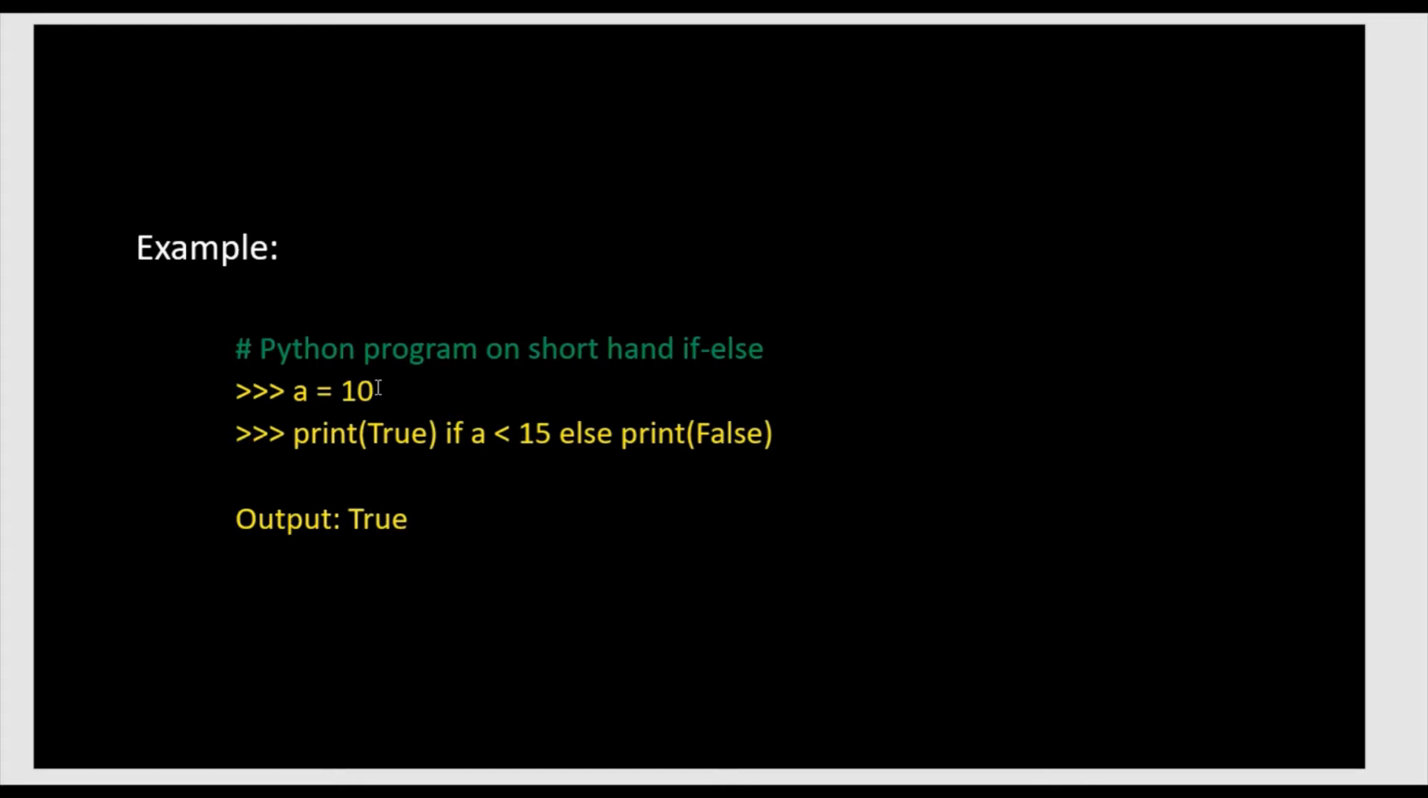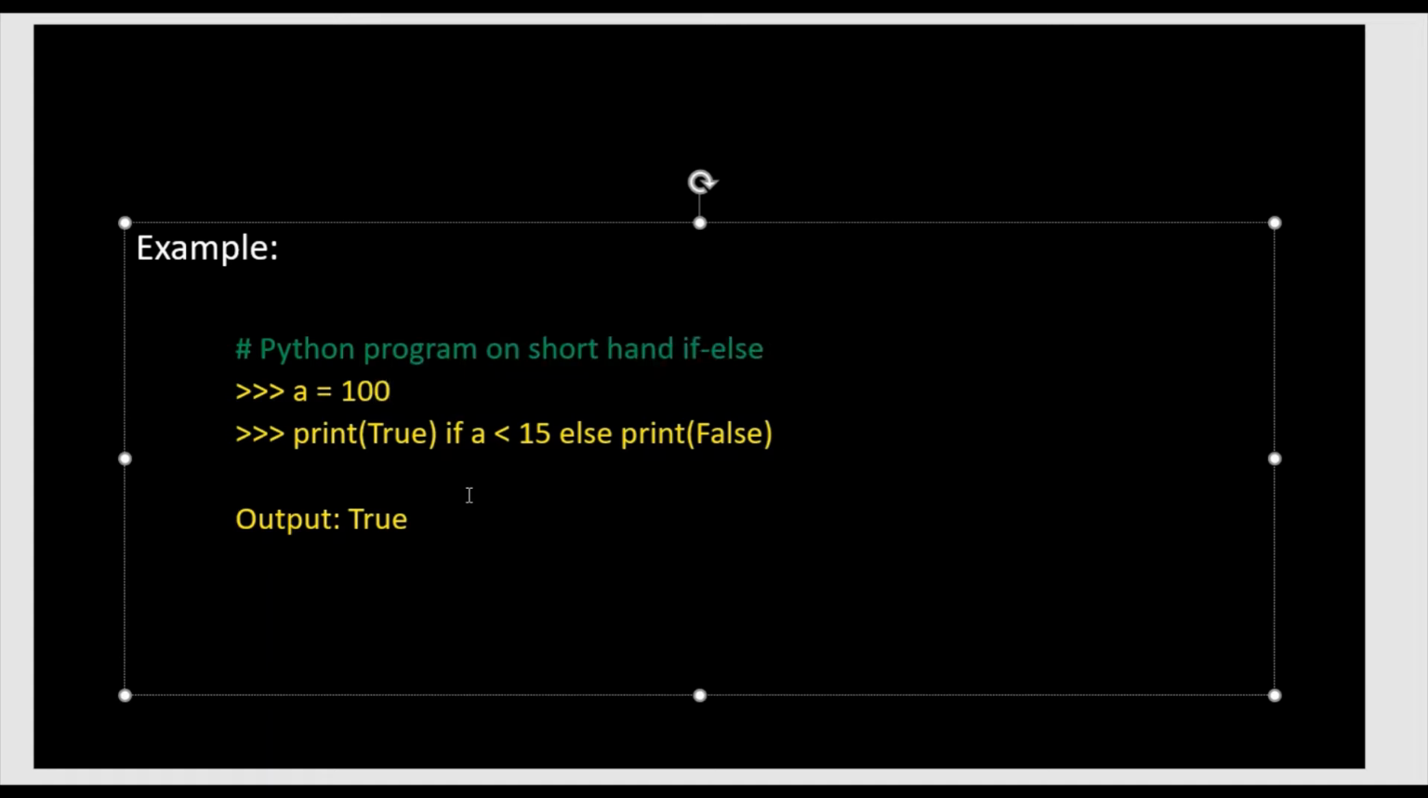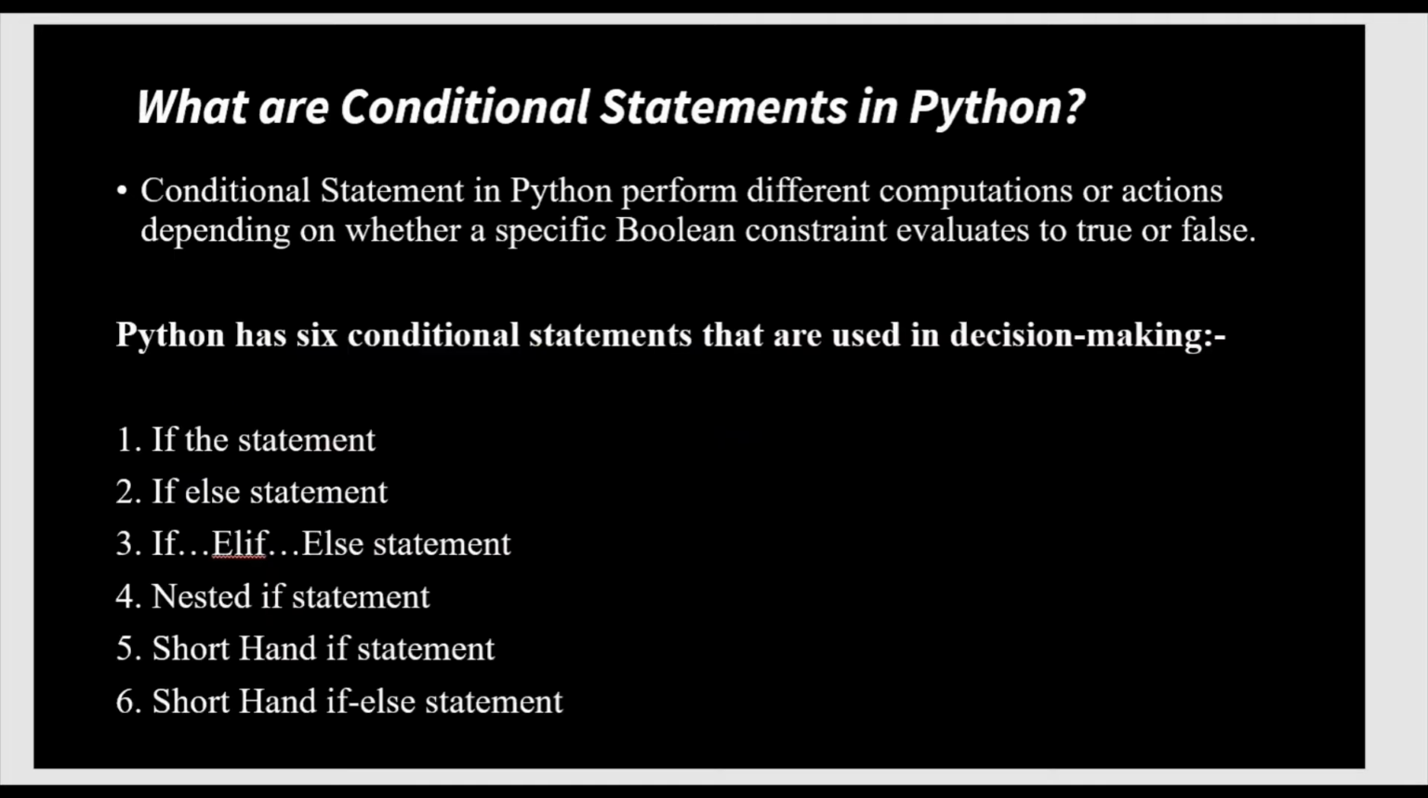So that's why, when we pass a equal to 100, we automatically get the output false, because a is 100, which is greater than 15, not less than 15. So these are the examples of conditional statements, which are shown in 6 types. There are the if statement, if else statement, if else if else statement, nested if statement, shorthand if statement, and shorthand if else statement. These are the things.